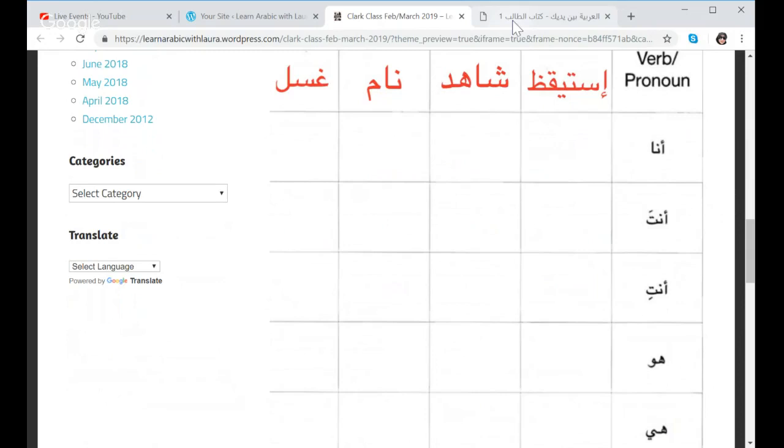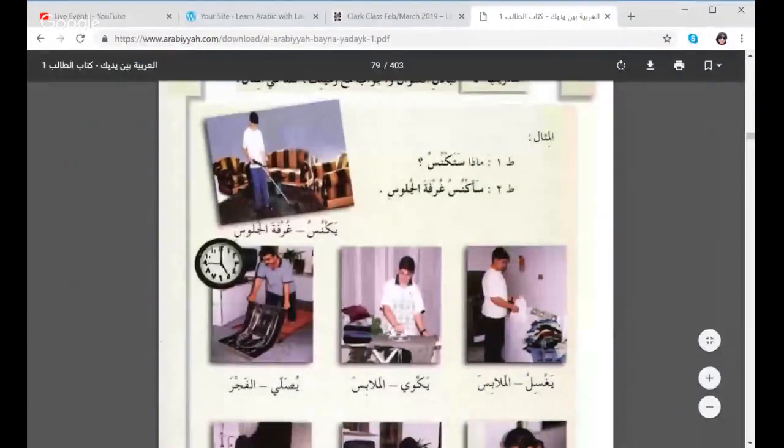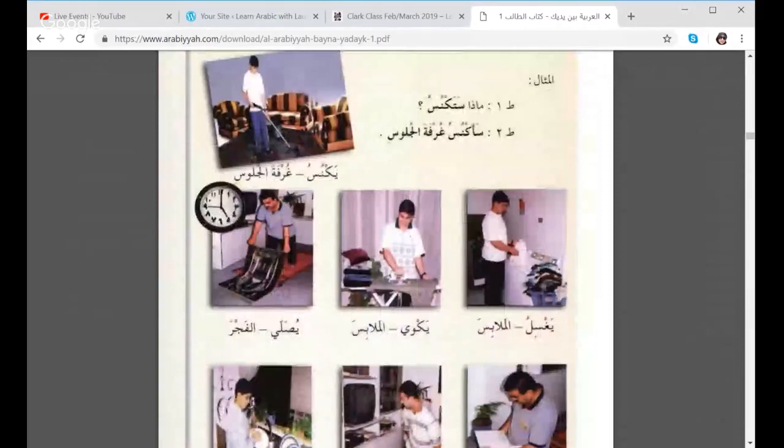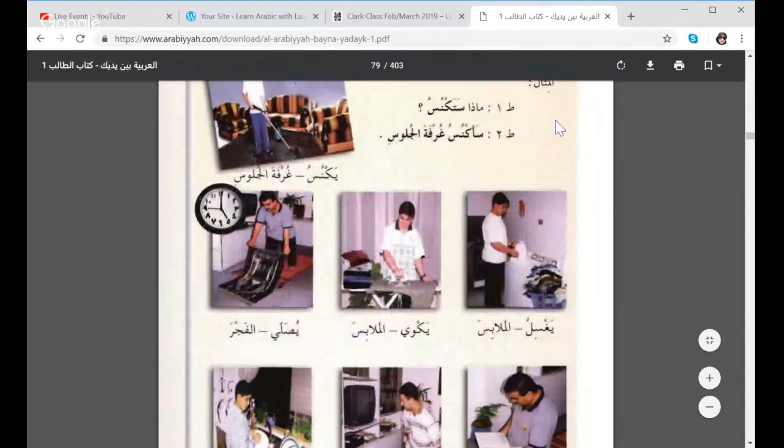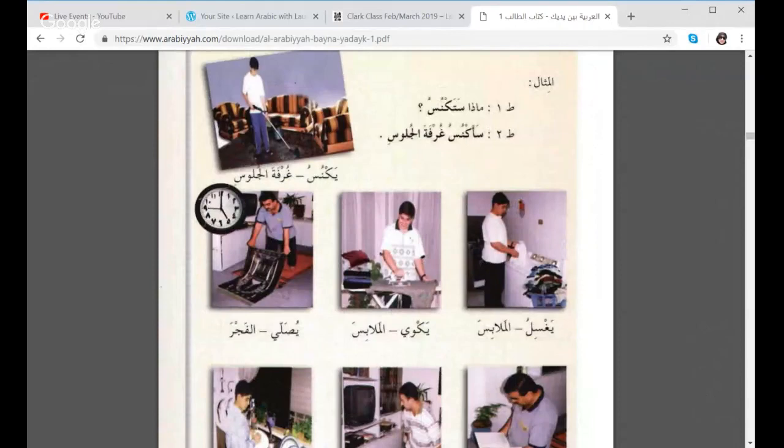Okay, we're going to go where we left off with the drills last week. In our first drill, we have student one and student two. Student one asks, Matha sa taknisu? What will you sweep? Remember the sa in front of a present tense verb means that it's future tense. So, matha sa taknesu, what will you sweep? Sa aknesu gorfit il jalous, I will sweep the sitting room.